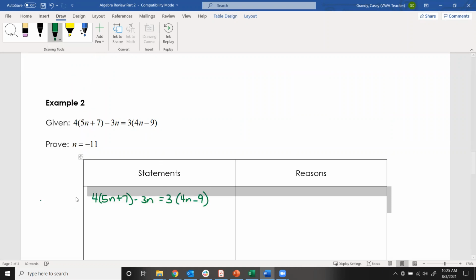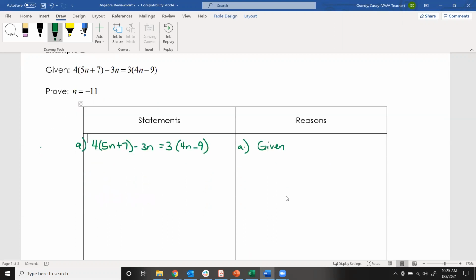Come on, pen. Here we go. So step A. So the reason is given. Now, what do you want to do next? I'm going to use the distributive property. So I'm going to take the 4 and distribute it in, and the 3 and distribute it in. I'm not going to put that in my proof though, because that makes it just look so messy. But that's what we're going to do.